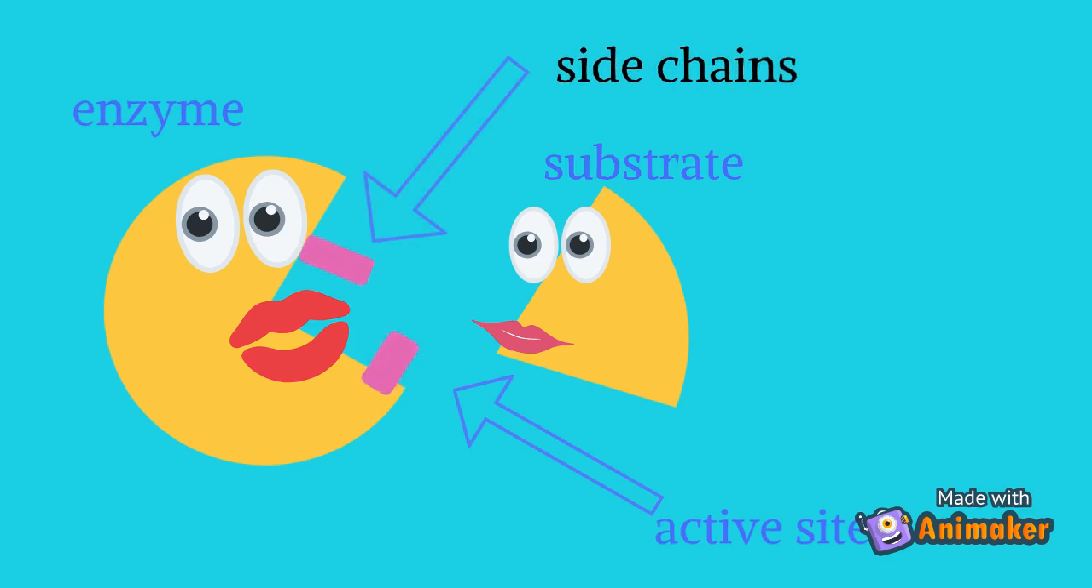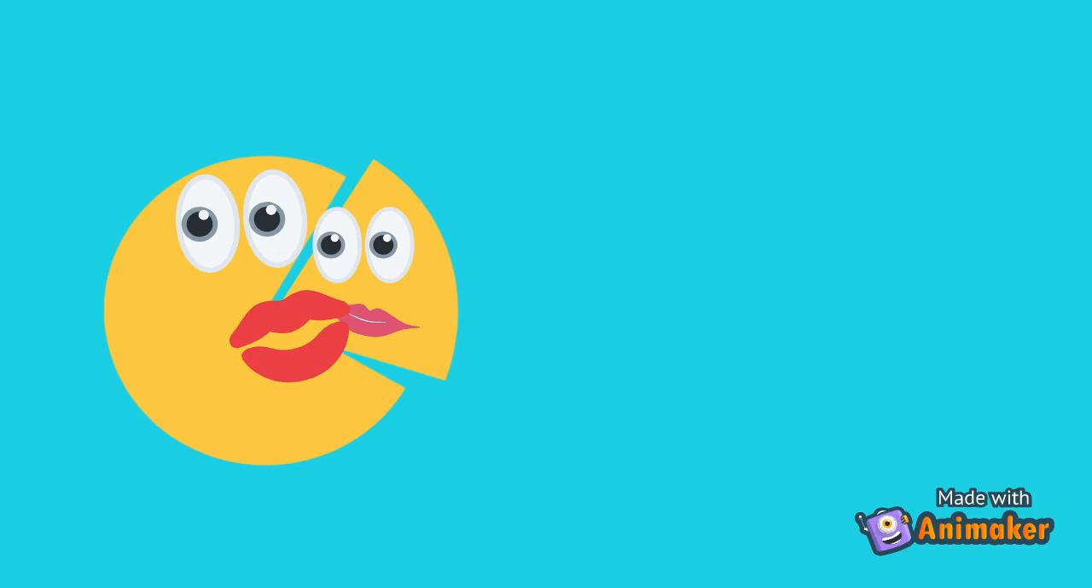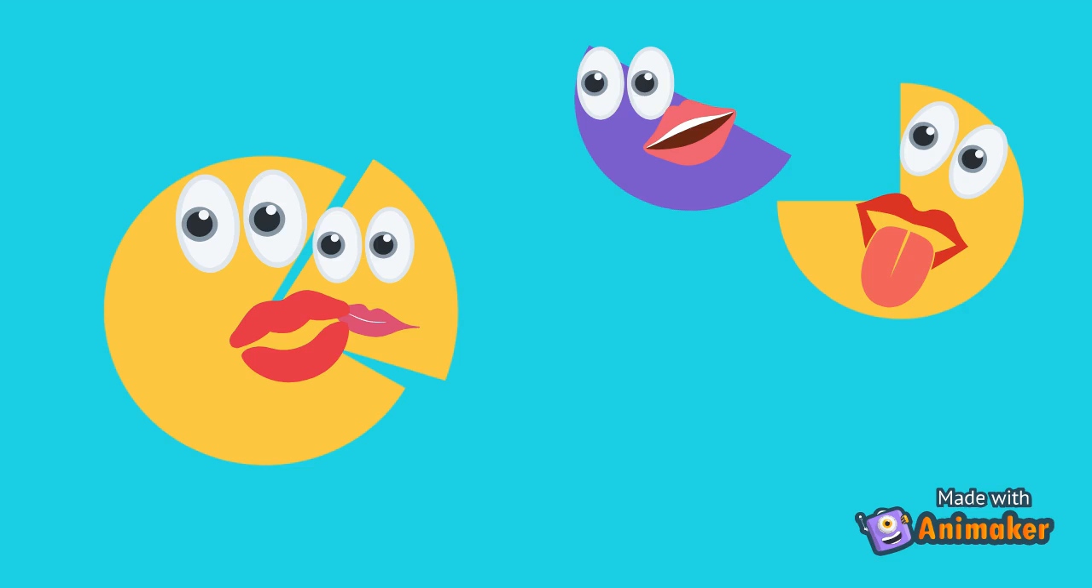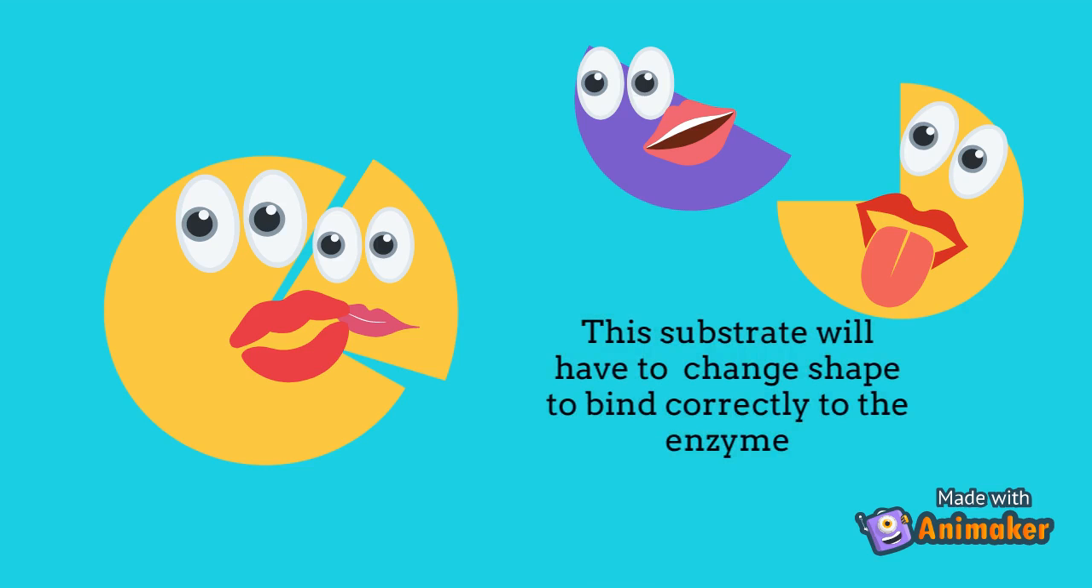Amino acid side chains protrude from the active site and interact with the substrate. Only the substrate of the specific enzyme can interact with the side chains' properties. This means that it is the only molecule that will be able to fit into the space and bind correctly to the enzyme. Sometimes the substrate may have to be distorted, having its shape change slightly to bind correctly to the enzyme.